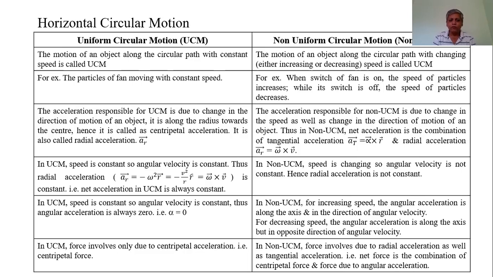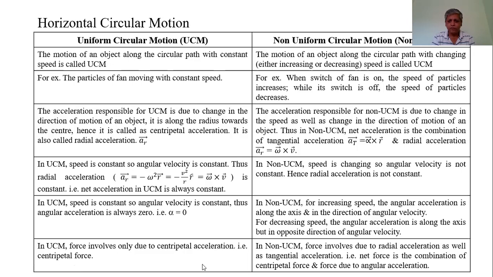Another difference is, in uniform circular motion, speed is constant, so angular velocity is constant. Thus, radial acceleration is constant. Radial acceleration never changes, since the expression for radial acceleration is equal to minus omega squared vector r, or minus v squared upon r into unit vector r, that is equal to vector omega cross vector v, that is constant. Since the angular velocity omega is constant and speed is constant, radial acceleration is constant. But in non-uniform motion, speed is changing, so angular velocity is not constant, hence radial acceleration is not constant, it keeps changing.